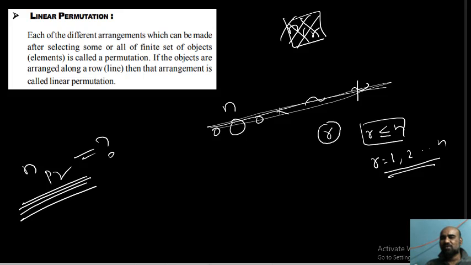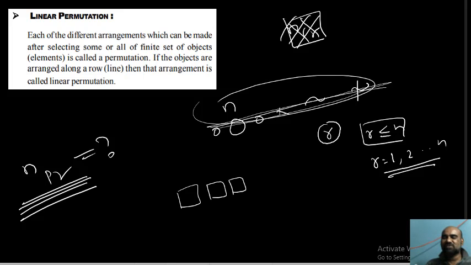From these n different elements, you want to choose r elements. After choosing r elements, you want to arrange them in a row. That is the same as filling these n different elements into r blanks. The blanks are arranged in a row. That is the important thing.